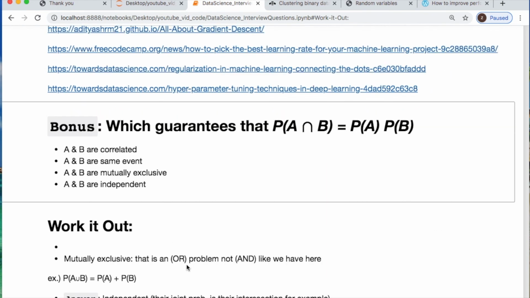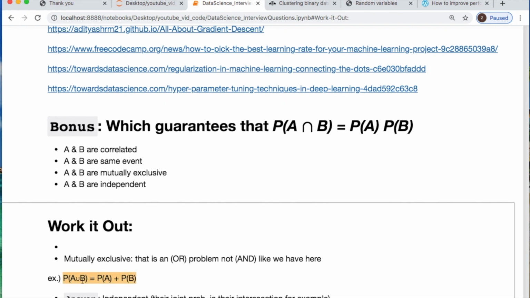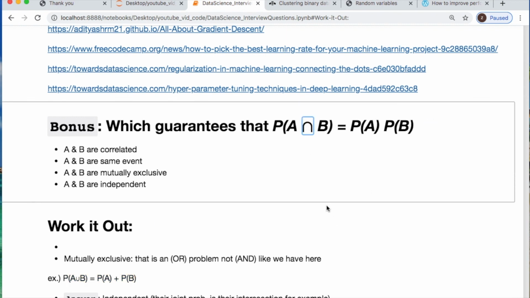So, what does mutually exclusive deal with? Well, mutually exclusive is like your or situation, this or that, where you say the probability of either A or B equals the probability of A plus the probability of B. And that's not what I have here. I have an and. So, okay. The only thing left is to say that they're independent, thinking of the intersection between them, their joint probability.